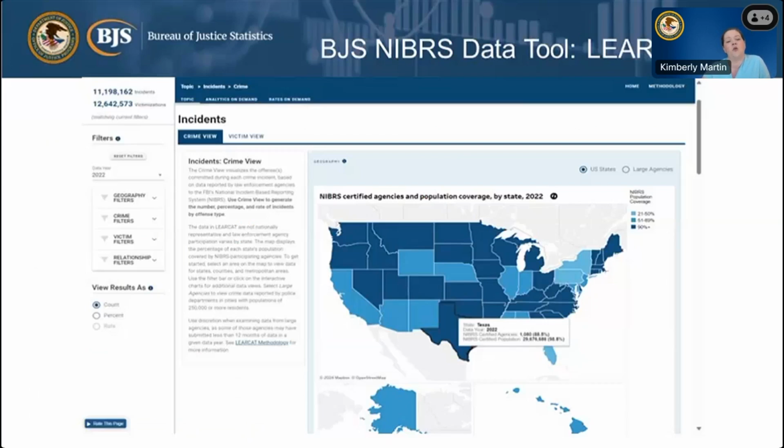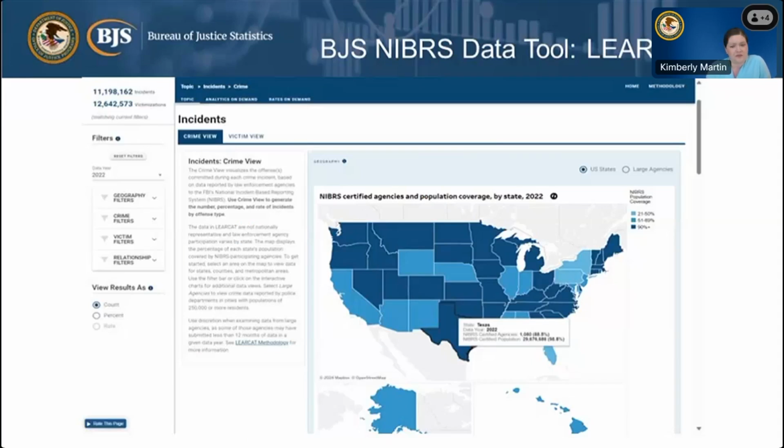You can go and explore all the different ways you can slice and dice this data in the BJS LEARCAT. It is online. You can access it through the BJS website. And as I mentioned earlier, these are not national estimates in here. This is a place for users to go and explore the data as it's reported.